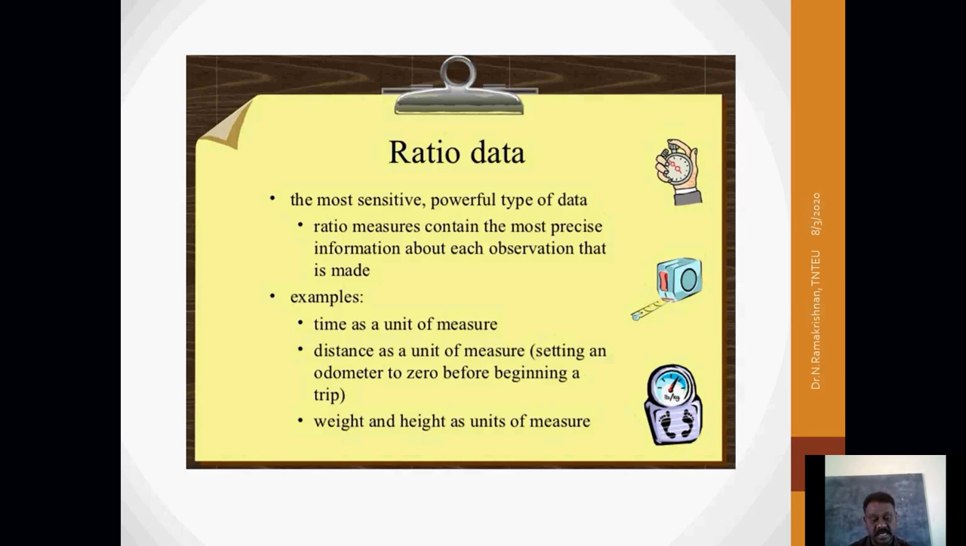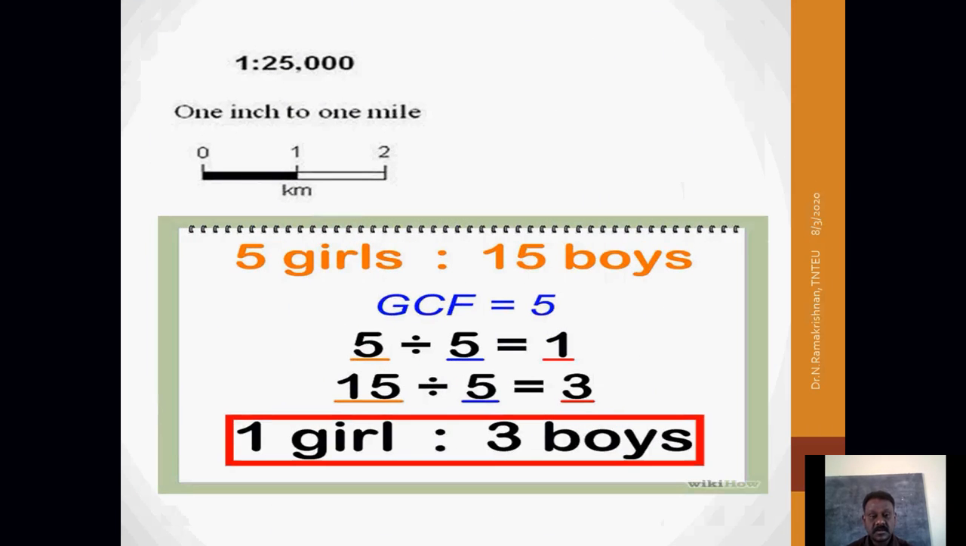Then weight and height as units of measure. Both weight and height you can take as units of measure. These are all ratio data. You can see this is 1 inch equal to 1 mile. 5 girls versus 15 boys in a classroom, the total number of girls and total number of boys. Then you can see that the ratio is 1 girl for 3 boys. Like that, you are fixing the ratio. This is the ratio scale.